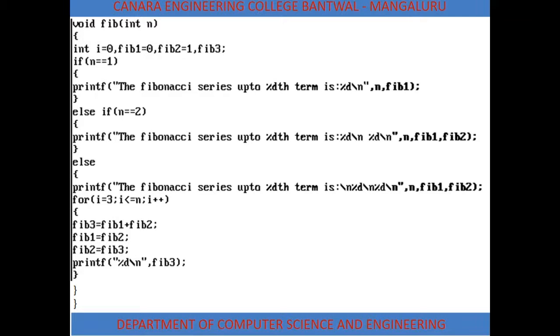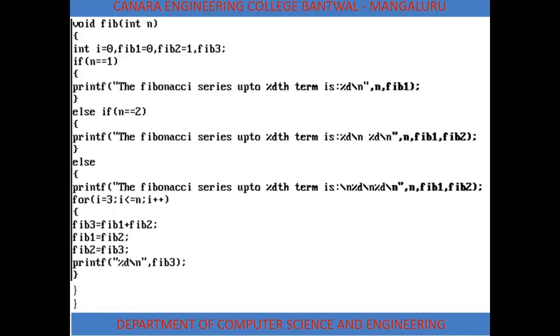Now first, if n is equal to 1, if the user has given the input as 1, that means the first term should be displayed. So the Fibonacci series up to percentage d term is percentage d, n comma fib1. Now, if the user has entered the input as 2, that means the first two Fibonacci numbers should be displayed, that is fib1 and fib2 are displayed here. Now, in this example, I have taken input as 5.